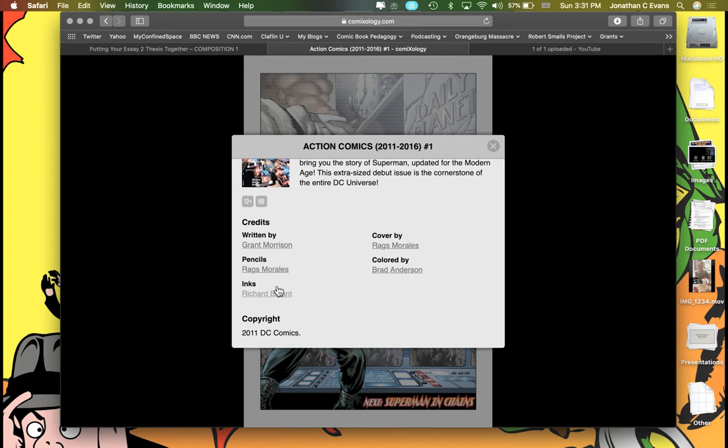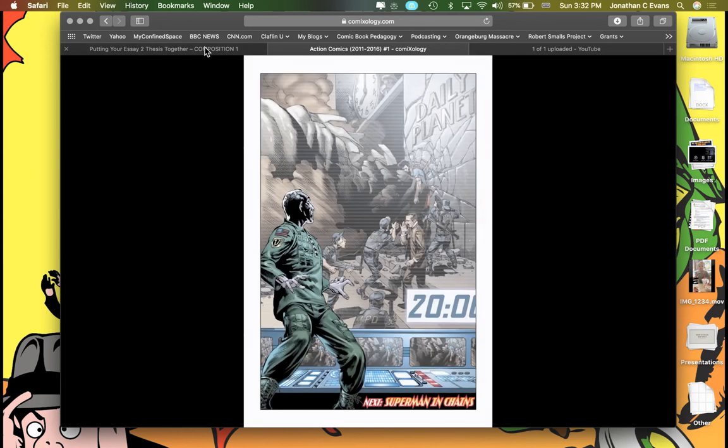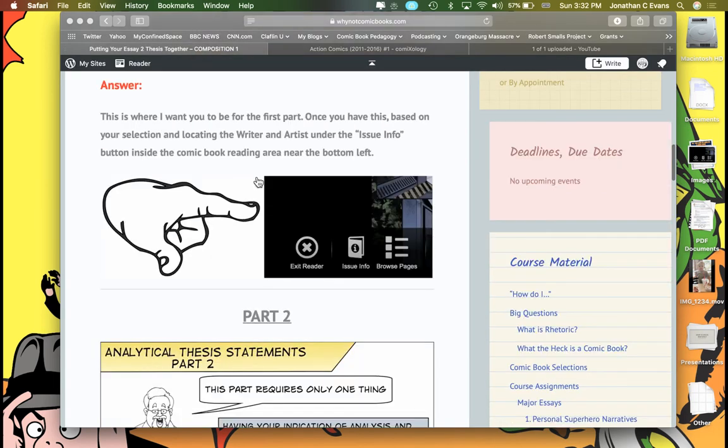Then, according to MLA, I've got my other information. That's part of the thesis statement. Now, when I write this out in a works cited entry at the end, I'm going to do Morrison, comma, Grant, and Rags Morales, period, Action Comics number 1, period, DC Comics, comma, 2011, period. We'll circle back to this when we talk MLA so that I can remind you of that. But you'll see here I've indicated this with a screenshot where to go.